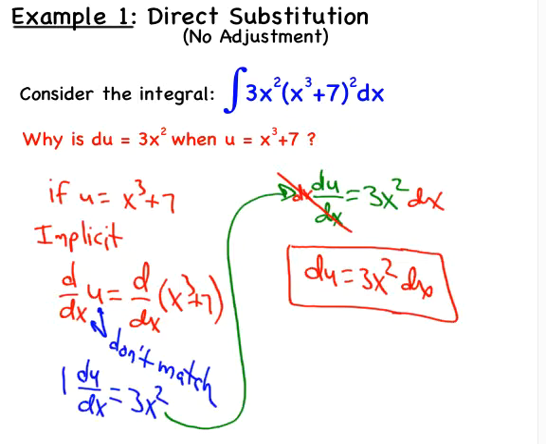We just want to say that when u is equal to x cubed plus 7, we take the derivative of x cubed plus 7 and attach a dx to it. This justifies it. It'll follow this pattern every time. We don't need to actually show this work.